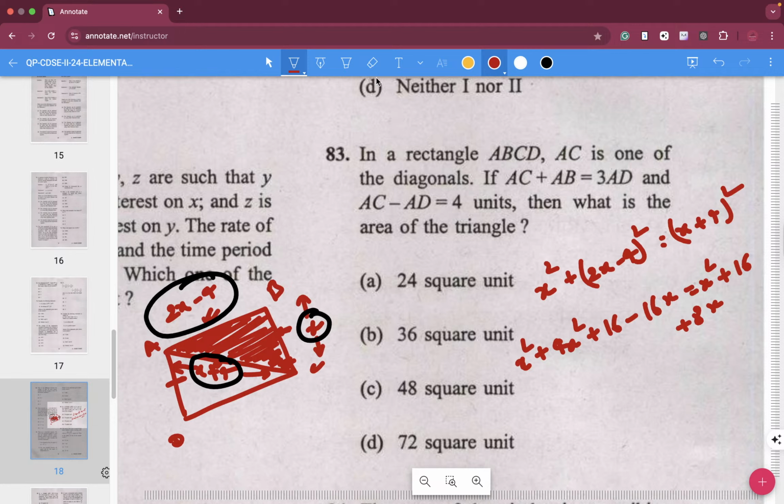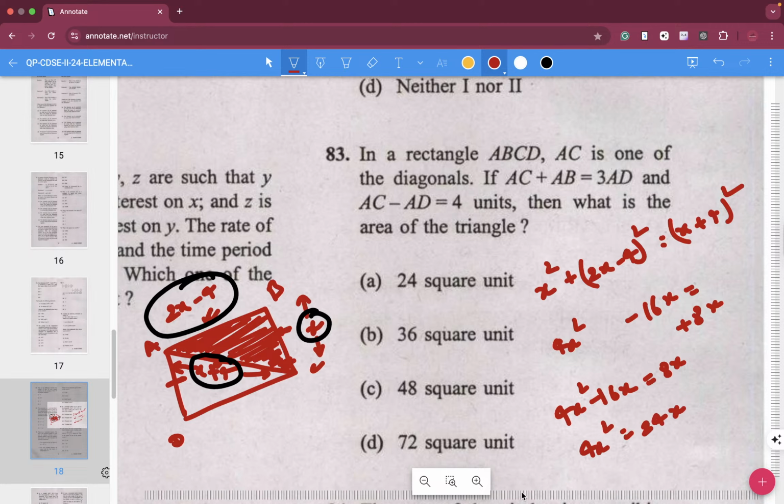So from here we can say 16 is gone from this side, 16 also gone from this side, x squared gone from this side, and x squared also gone from this side. What you are left with is 4x squared minus 16x is equal to 8x, which means 4x squared is equal to 24x. So from here you can say x gone, x gone, and the value of x is equal to 6, right?